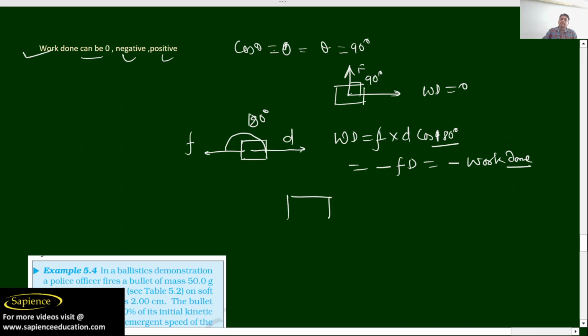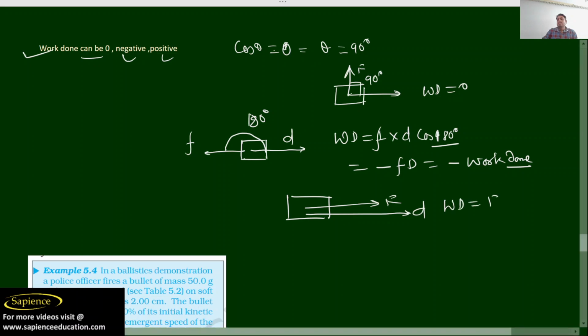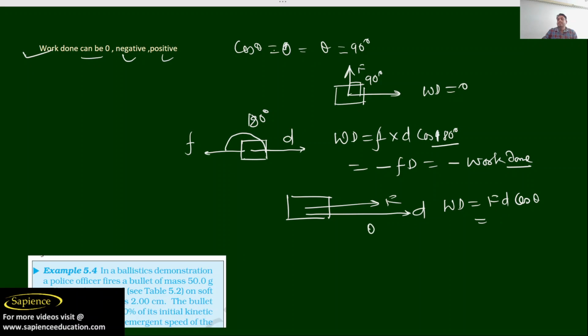Positive case: if an object is applied a force F and the displacement is also occurring in the same direction, so work done will be equal to F d cos theta. So theta is 0, so it will be positive.